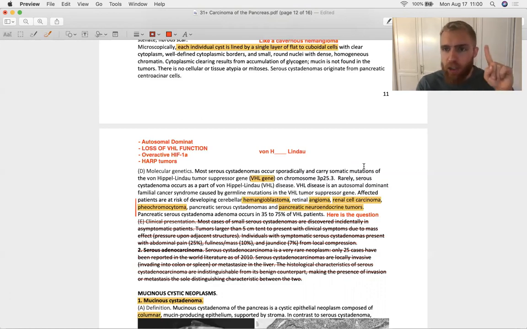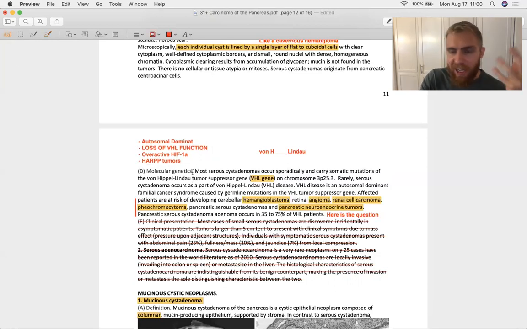You're going to see hemangioblastomas, that's the H. You're going to see angiomas, that's the A. You're going to see renal cell carcinomas. And then you're going to see pheochromocytomas too, as well as pancreatic neuroendocrine tumors. So I suppose you could put 2 P's on the end of that, right?